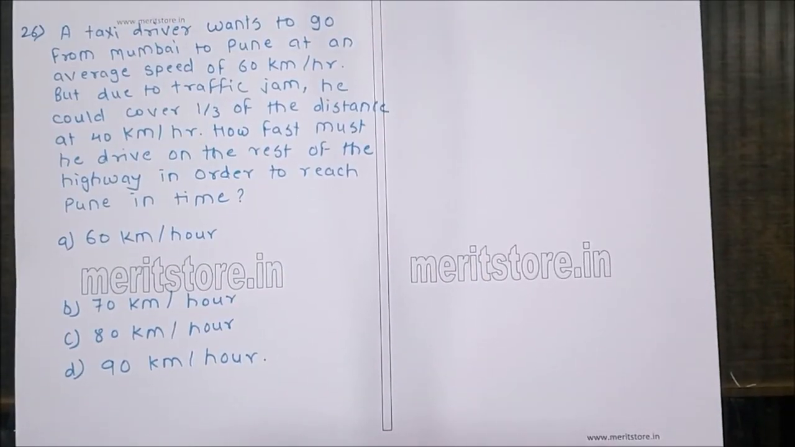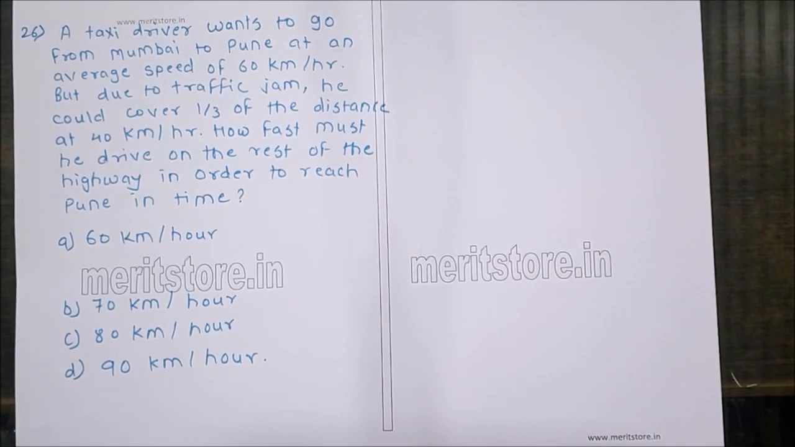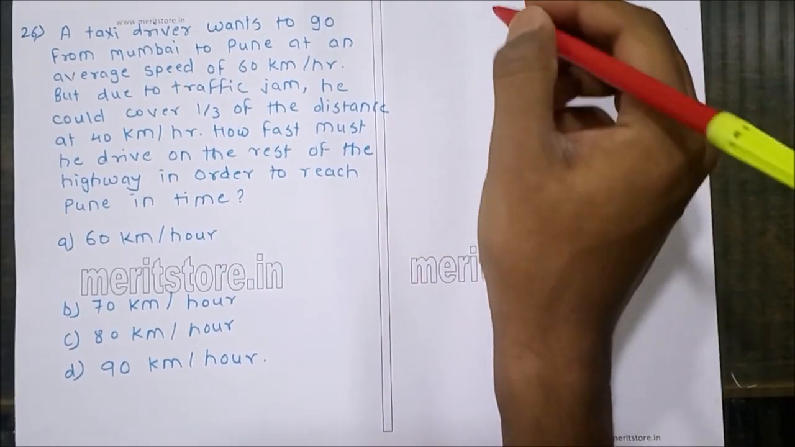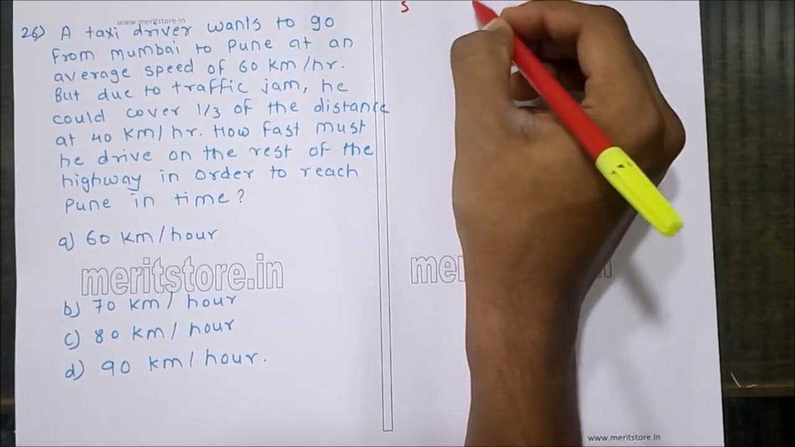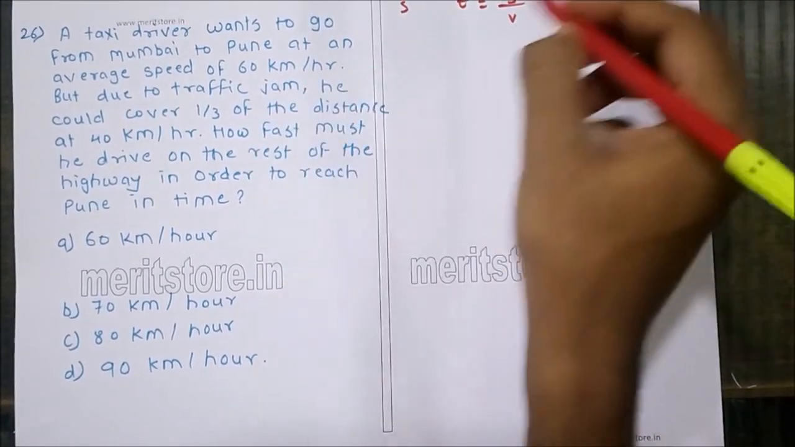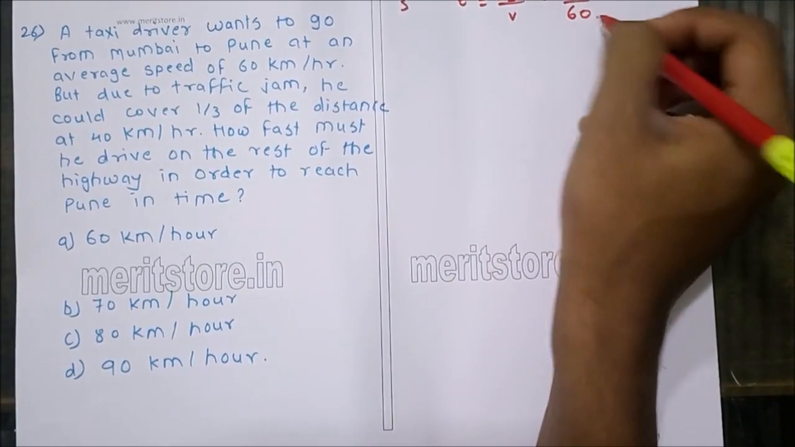A taxi driver wants to go from Mumbai to Pune at an average speed of 60 km per hour, but due to the traffic jam he could cover one-third of the distance at 40 km per hour. How fast must he drive on the rest of the highway in order to reach Pune in time? The options given are 60 km per hour, 70 km per hour, 80 km per hour and 90 km per hour. Let S be the distance between Mumbai and Pune. So the desired time to reach Pune would be distance by velocity. Velocity is given as 60 km per hour.